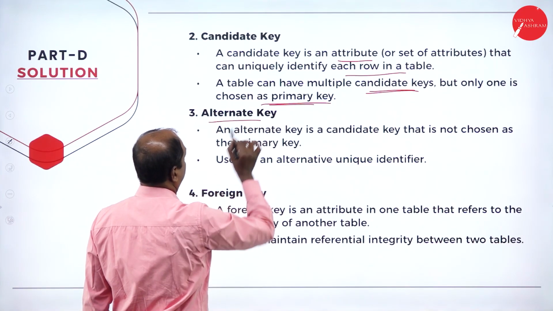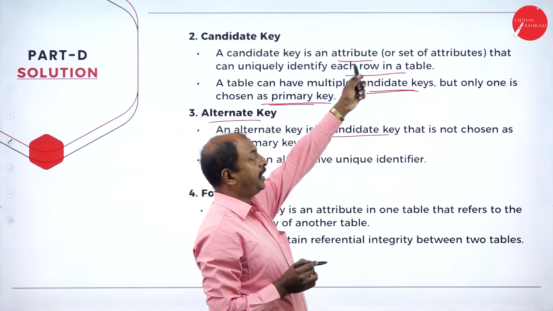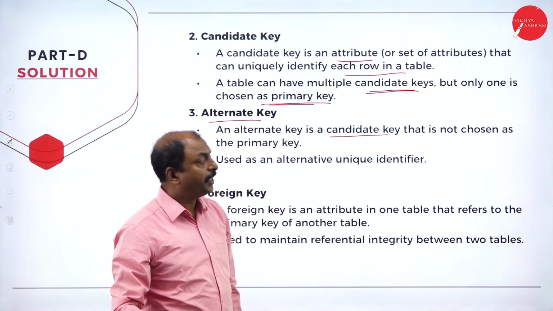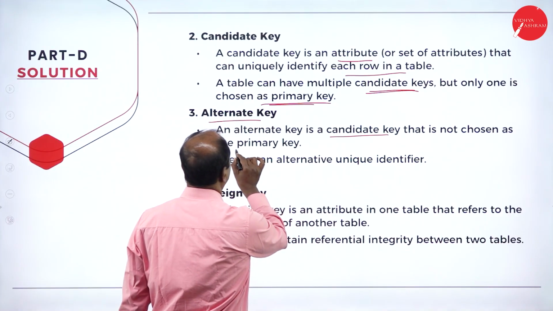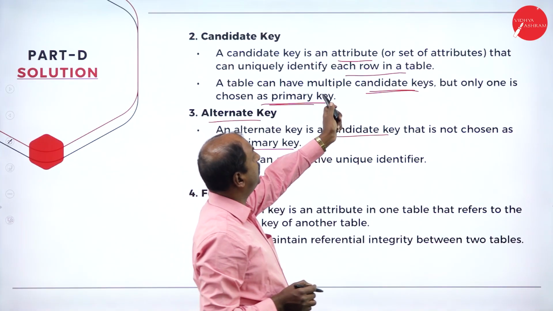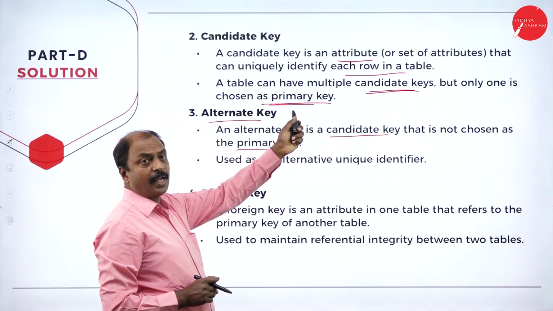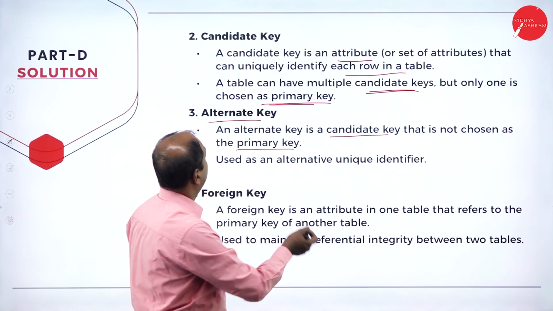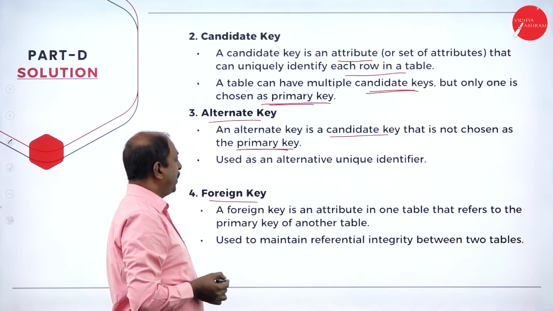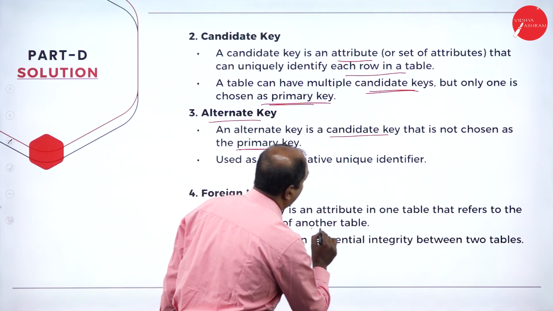Next one is the alternate key. An alternate key is a candidate key. It is nothing but a candidate key. A candidate key is again going to uniquely identify a record in a table. It is not chosen as the primary key. As we have seen in the above definition, in a table we can have multiple candidate keys, meaning all are unique attributes, and one of them is the primary key, and those other than the primary key are termed alternate keys. Next one is the foreign key. A foreign key is an attribute in one table that refers to the primary key of another table.